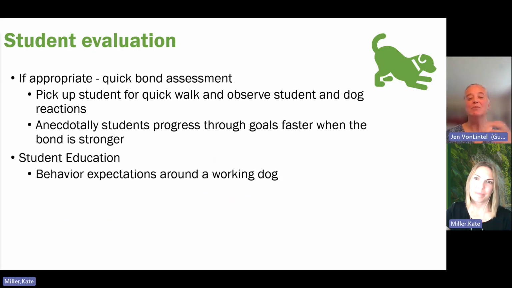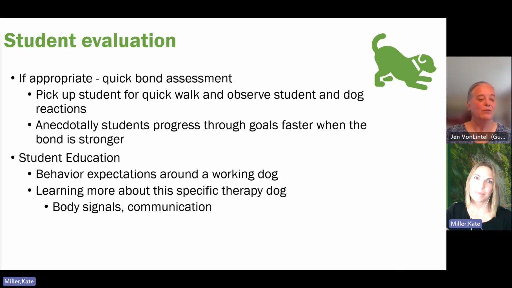And then goodbye is more when we're in the school setting, and we might have a number of kids at the drinking fountain that just want a quick interaction. So being able to say goodbye so that the next person could have a turn. So we have those behavior expectations, but then we want them to learn things specific to that therapy dog, such as those body signals and building that communication. So they're asking the dog for something. Is the dog asking them for anything back? And do the two understand each other at all? So really building that knowledge for the student.